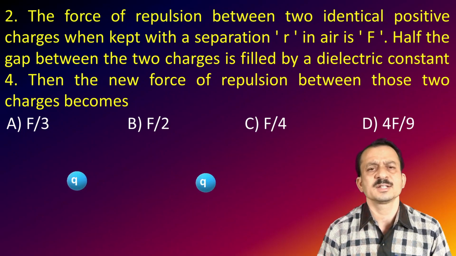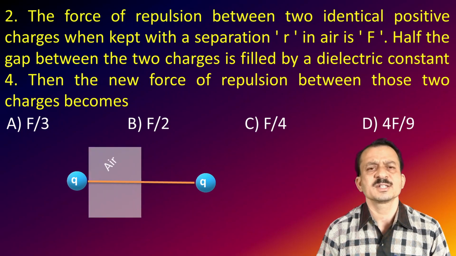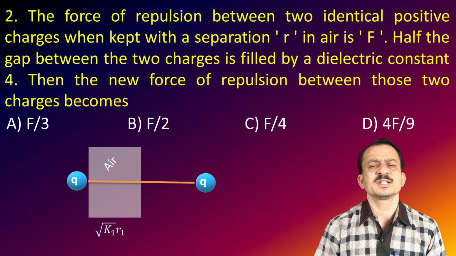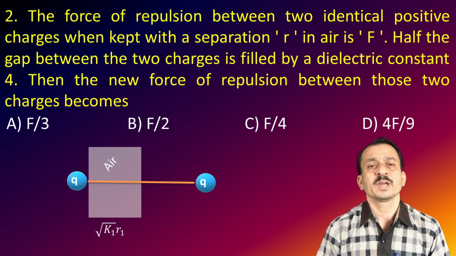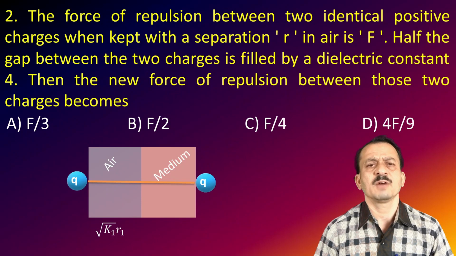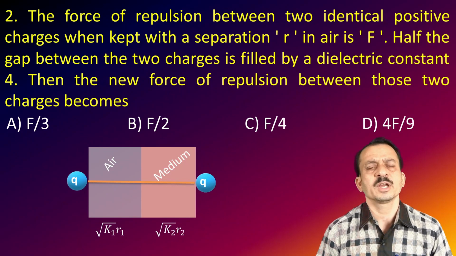Now we have two identical charges separated by a certain distance. Now half of the distance in the second case is filled by air medium as shown by that strip, and the remaining half is filled by the dielectric. If half of that medium is air medium, then for the distance we have to take root k1, where k1 is the dielectric constant of the air medium and obviously its value is 1, into r1, the distance. Now the second medium is a medium of dielectric constant 4. If we take it as k2, then obviously we have that distance as root k2 into r2.